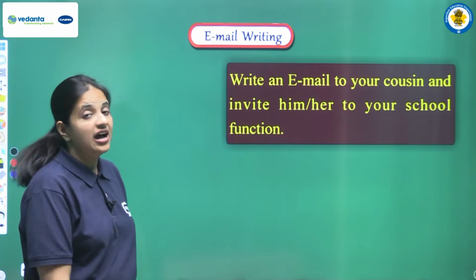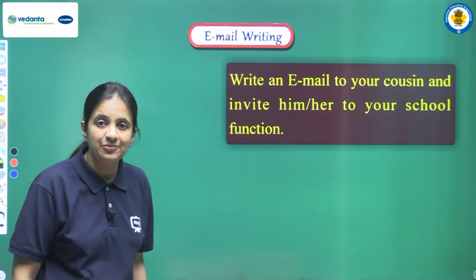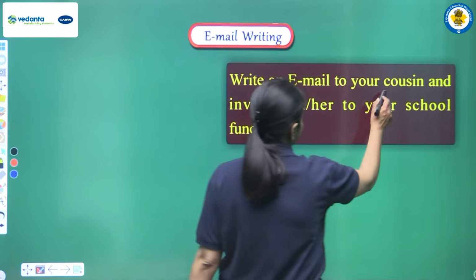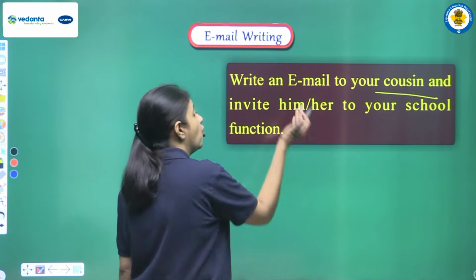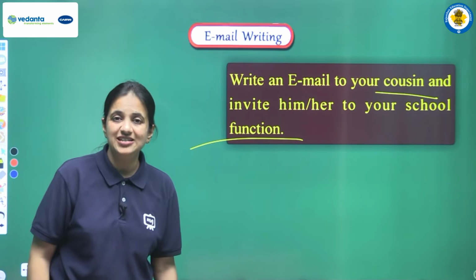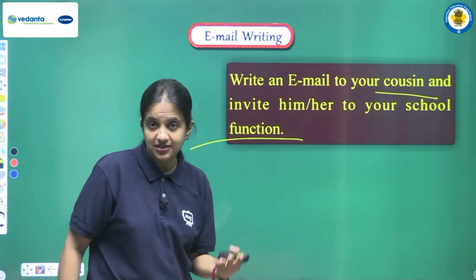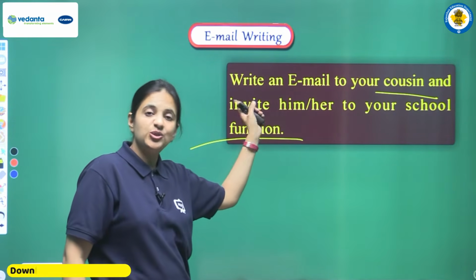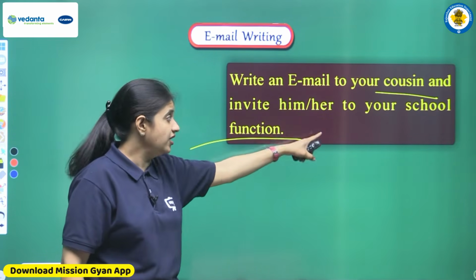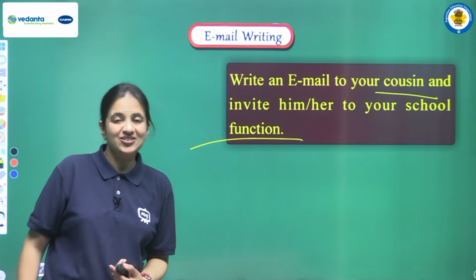Next, moving on, we have one more example with us. So now let's read the question to see what this email is all about. Write an email to your cousin and invite him or her to your school function. So what is the question? This time we have to write the email to our cousin. The cousin can be male, the cousin can be female also, and we have to invite him or her. Why? To attend our school function. Okay, so this is the question.